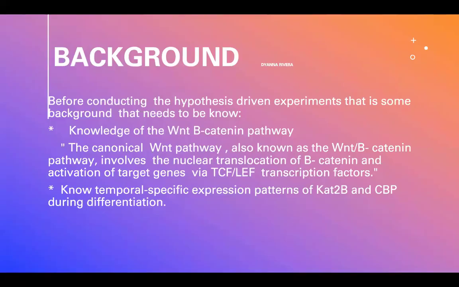To do some experiments, we will need to have some background knowledge, more specifically for hypothesis-driven experiments. We will have to have some knowledge of the Wnt beta-catenin pathway. You should know that the canonical Wnt pathway, also known as the Wnt beta-catenin pathway, involves the nuclear translocation of beta-catenin and activation of target genes via TCF and LEF transcription factors. You would also have to know the temporal specific expression patterns of CAT2B and CBP during differentiation. CAT2B and CBP expressions vary at different stages of development as they are active and influence the expression. This information is important to know to be able to successfully understand the experiment.